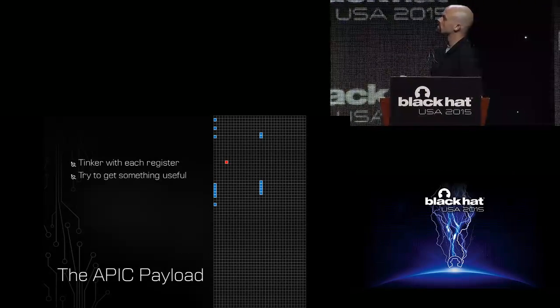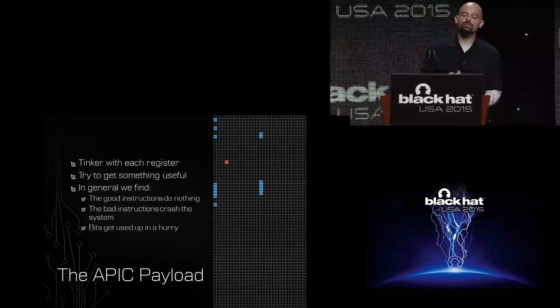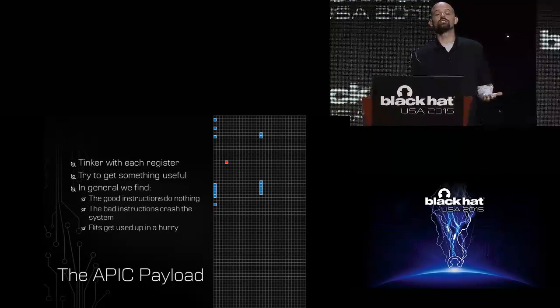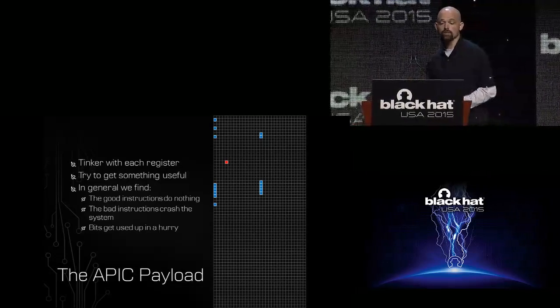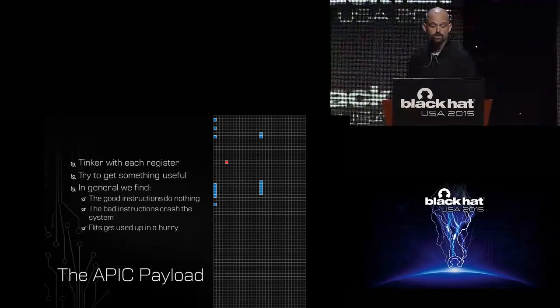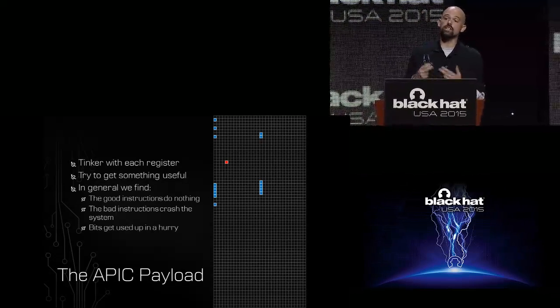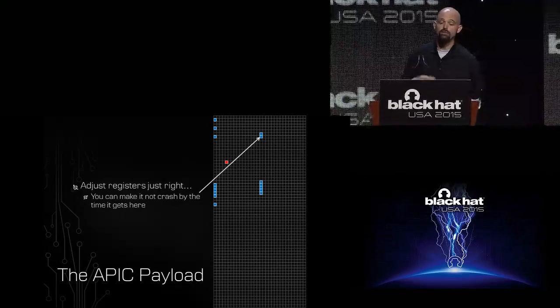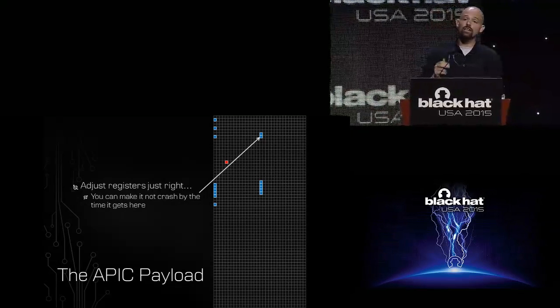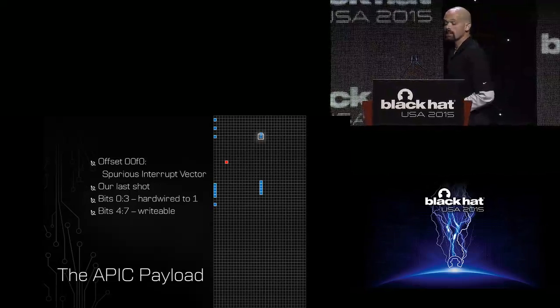If you tinker with these registers for a really, really long time, trying to make them into something useful, what you're eventually going to find is that the best instructions you can possibly get into these registers do nothing. But the bad instructions, the ones you don't want to use, crash the system. So you end up wasting most of your 17 bits just trying to keep the system alive, trying to keep it from resetting when it's executing out of the APIC. But if you do that just right, you can get it to not crash by the time it hits your last byte. So that last byte is our last chance.